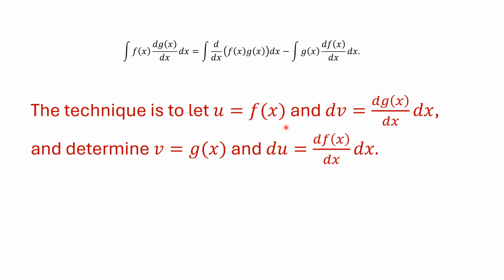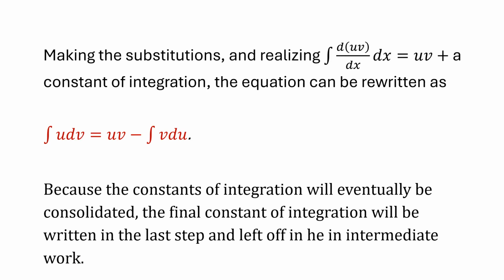So the technique is to let u be f of x, just like we would in substitution. Only the tricky part is we can't find du here. So we can find dv, derivative of another function, as the derivative of g of x with respect to x dx. And so then we would need v, which would come from here. That would be g of x, and du, which is the derivative of f of x dx. So we have our substitutions set up, and we'll make the substitutions.